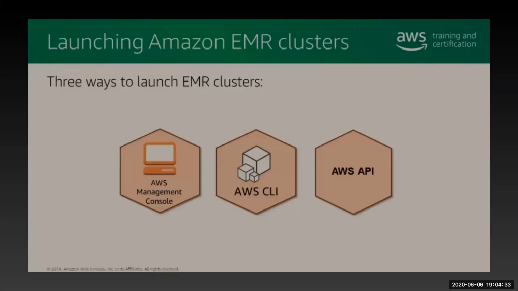Launching your cluster. There are three ways to launch an EMR cluster: the management console, the AWS CLI, and the AWS API. Which one you use really depends on preference from an infrastructure as code perspective. Different companies have different policies and requirements to define their best practices for launching their infrastructure.